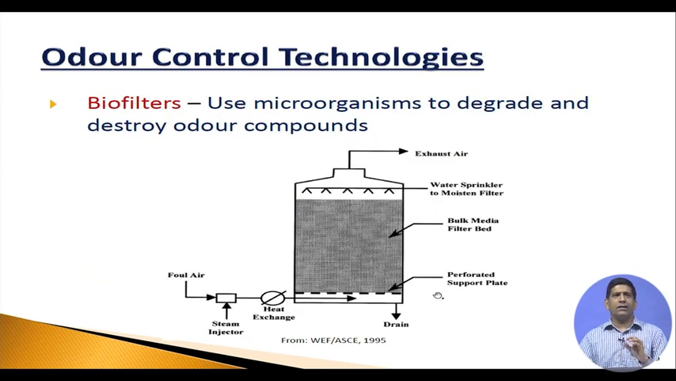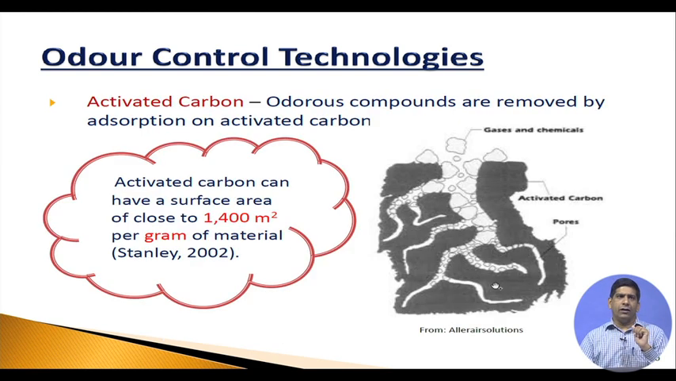Biofilter uses microorganisms to degrade and destroy odor compounds. So here you have foul air coming in, passing through the bulk media filter bed, with a perforated support plate. It will go up, and you have a water sprinkler to moisten the filter, because any microorganism likes a little bit of a moist environment. Then you have the exhaust air, which should be clean, and it goes to the chimney and goes out at a higher level.